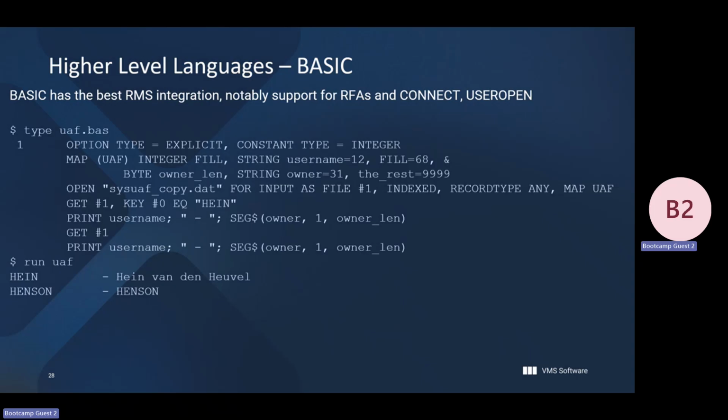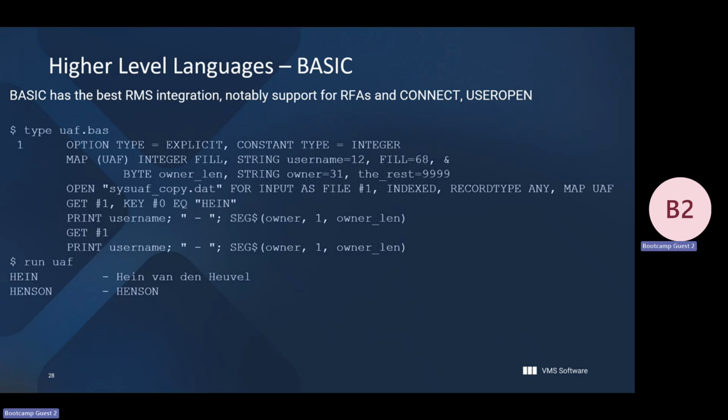A simplified version of a UEF record looks like a 4-byte fill, some username, 12 is enough, a fill to skip over all sorts of last login date and password and stuff because I don't want to see that now. Then I have a byte with owner length and I have a string with the owner text, adding up to 31.